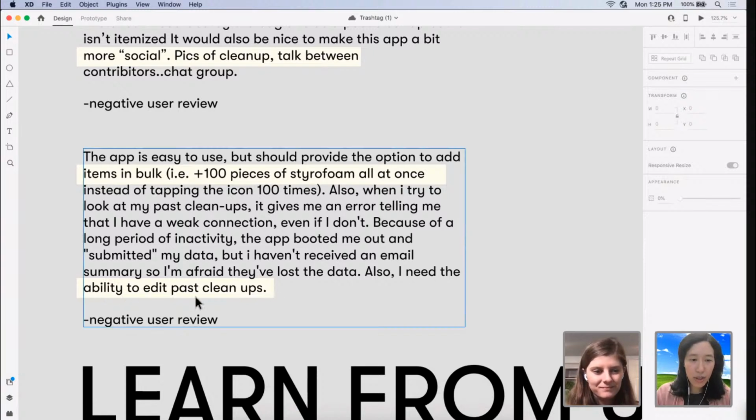And then at the very end, I was saying some things around the technology aspect, which I unfortunately don't have control over. So this I would pass off to my dev team and say, make sure the app works, make sure you're not logging people out when they have a weak connection. Send people email summaries so they know what's going on. And then this one is saying, I need the ability to edit past cleanups.